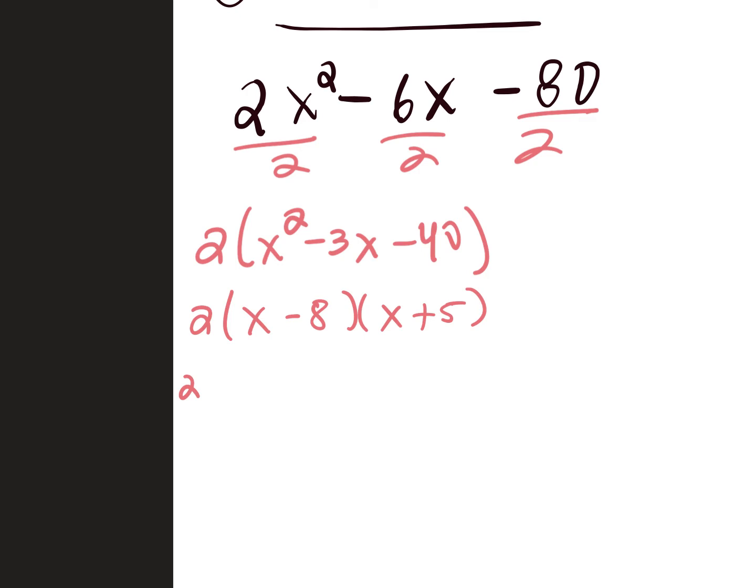So the 2 equals 0, x minus 8 equals 0, and x plus 5 equals 0. So here, doesn't make sense. We can cross it out. We're fine. Here we're going to use x equals 8. And here we're going to use x equals negative 5.